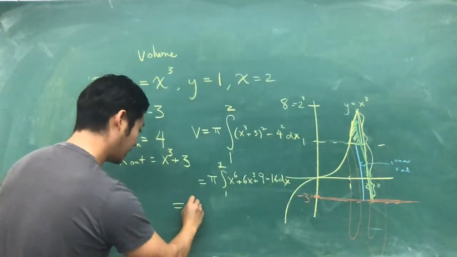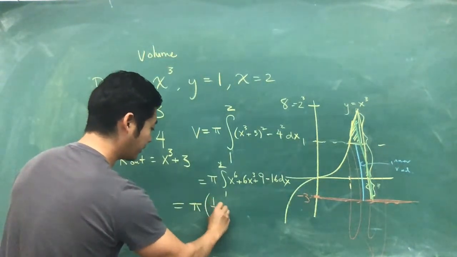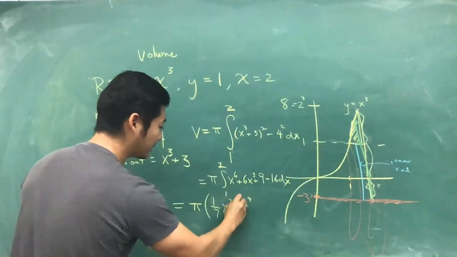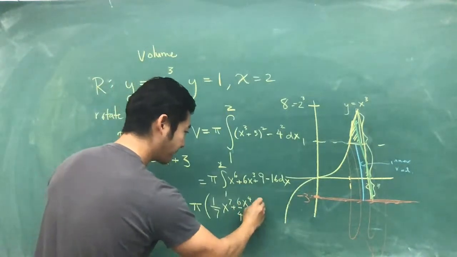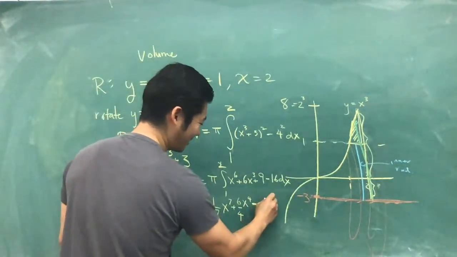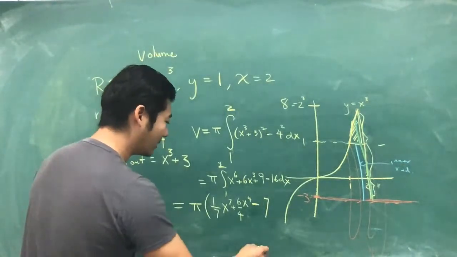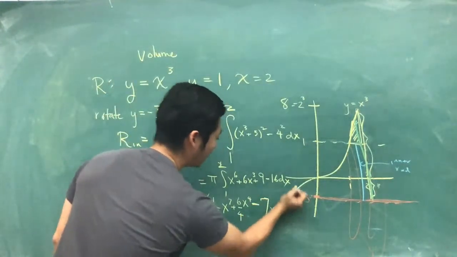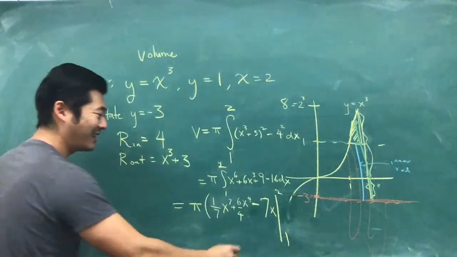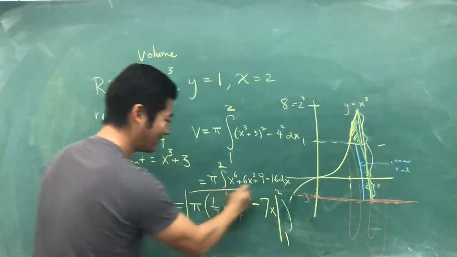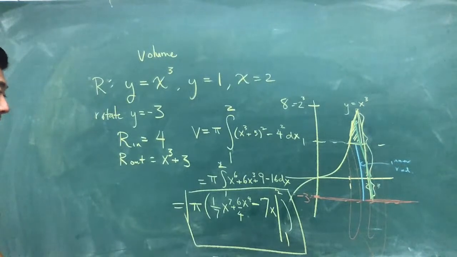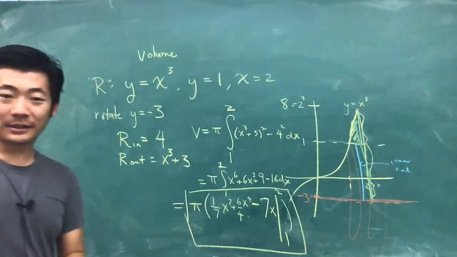And so if you take the antiderivative, it's going to be 1 over 7 x to the 7 plus 6 over 4 x to the 4 minus 7x, and then you evaluate from 1 to 2. So I won't really do that, but that's the answer. So any questions with this?